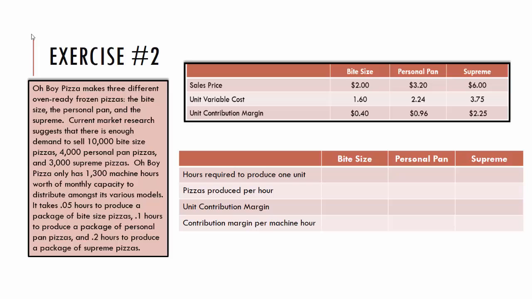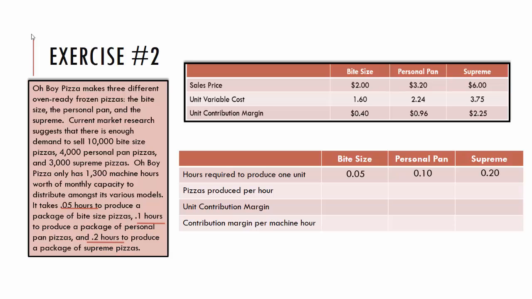So just looking at that, you're thinking, why don't we just make all Supreme pizzas? It has the highest unit contribution margin. Well, that's true, but it also takes the longest time in terms of machine hours to produce, and that's one of the things we're constrained by. We're constrained by how many hours we have to produce. So if the hours required to produce 1 unit are 0.05 for bite size, 0.1 for Personal Pans, and 0.2 for Supremes, let's fill in that information.